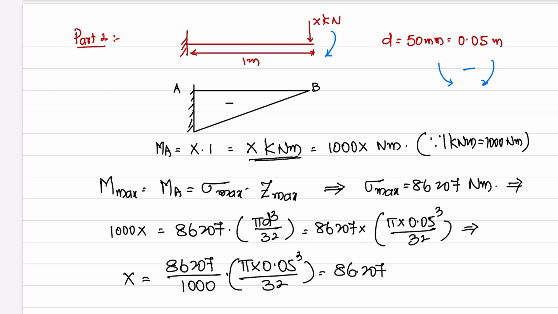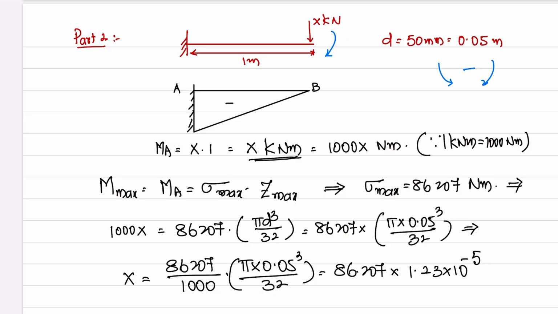86.207 into pi d cube by 32. Pi into 0.05 into 0.05 gives 1.23 into 10 to the power of minus 5. This is the value of the load, 1000 Newton meters, 1000 x. Because we have to find out x in kilonewtons, this x value will come in kilonewton meter because x we have taken as kilonewtons.